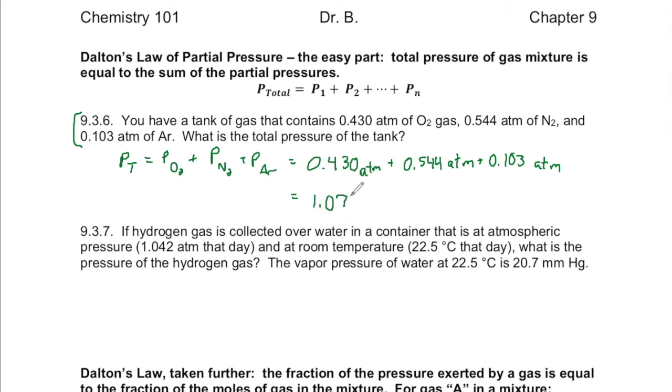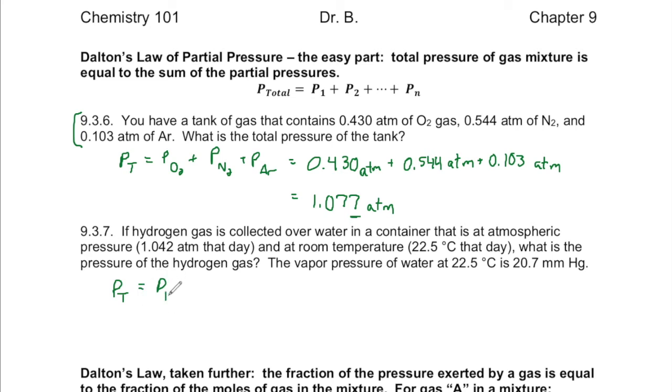And when we add all these together, we get 1.077 atmospheres. And just remember that since this is addition, we go by place value, and so we added up these values that had 3 significant digits and ended up with something with 4 significant digits because we're going 3 past the decimal.